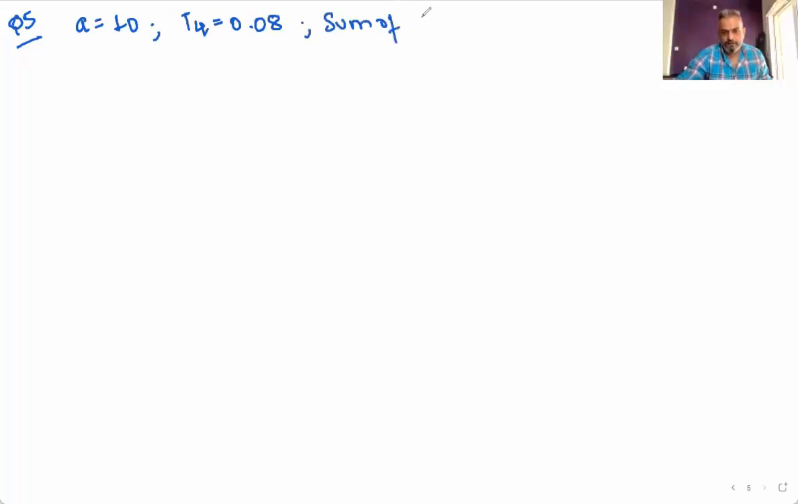Question 5. The first term of a GP is 10, so A is equal to 10. T4 is 0.08. Find the sum of the first three terms.